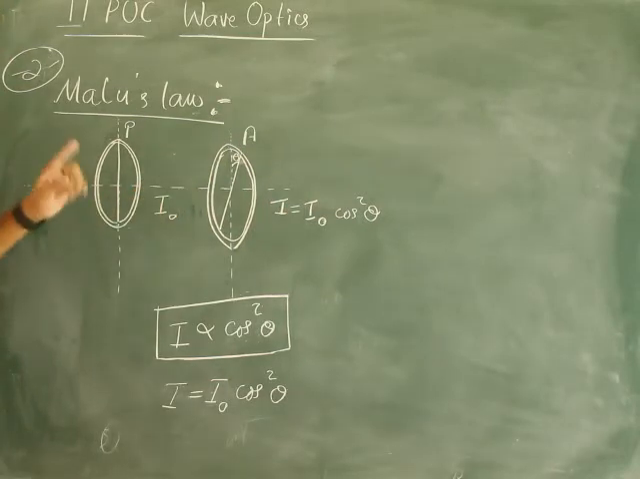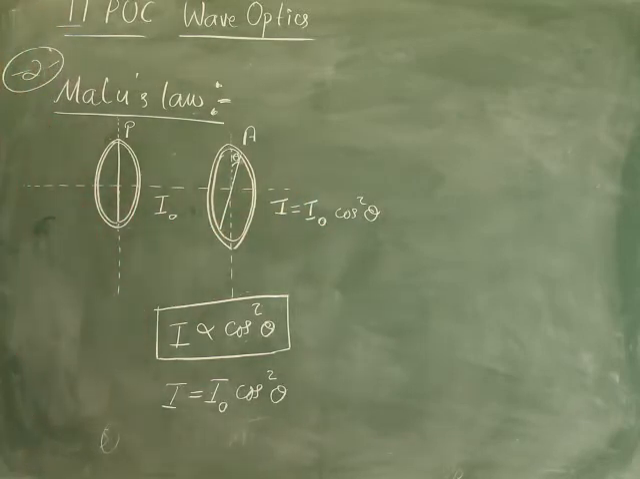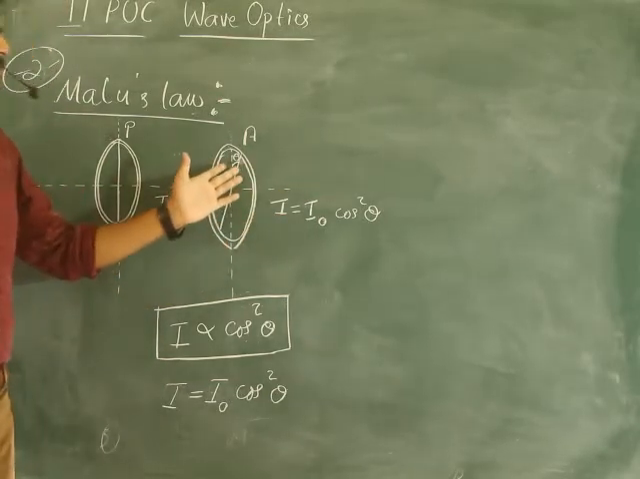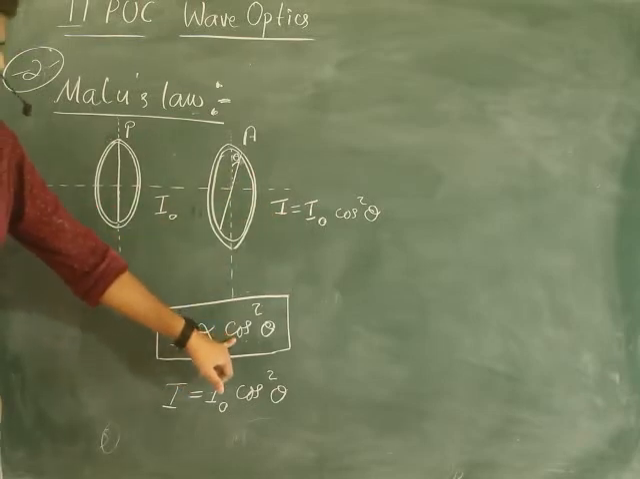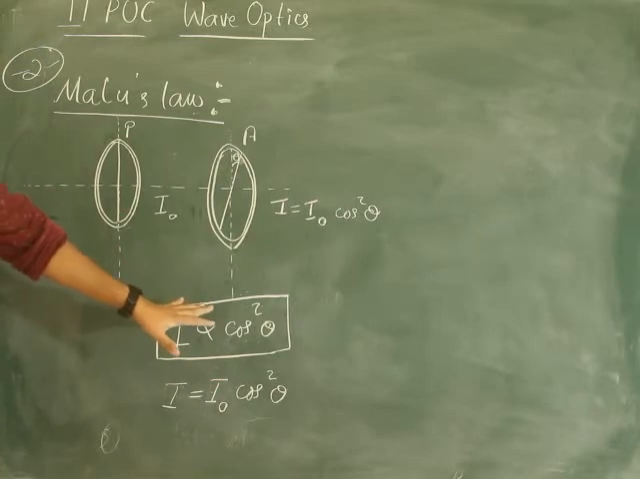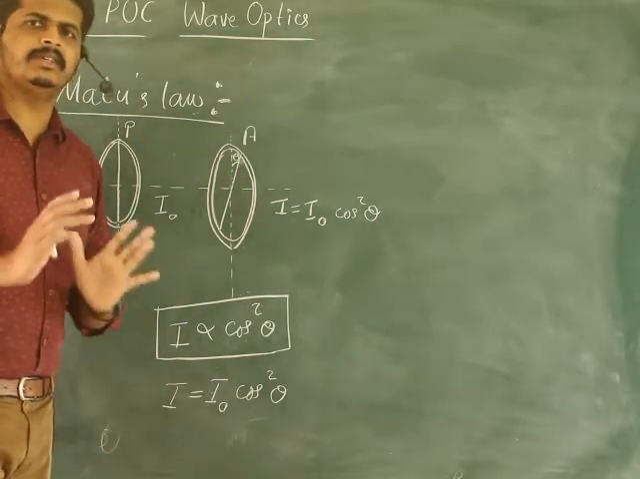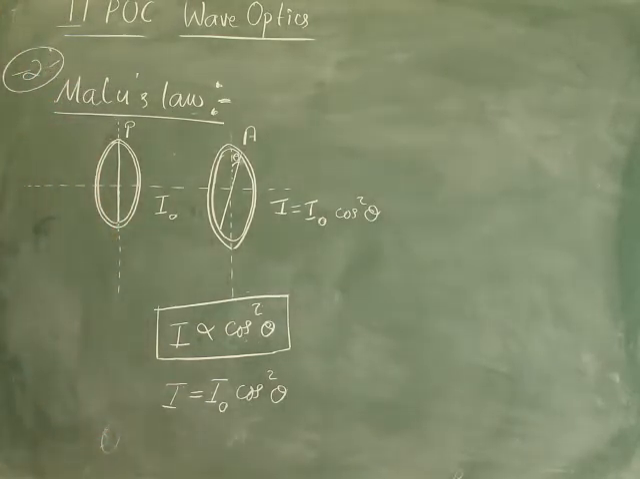So according to this law, what is the explanation? The intensity of emergent light is directly proportional to the square of the cosine of the angle between the plane of transmission of the analyzer and the polarizer. So that is how you have to explain. That's all about Malus law. Fine. Hope there won't be any confusions now.